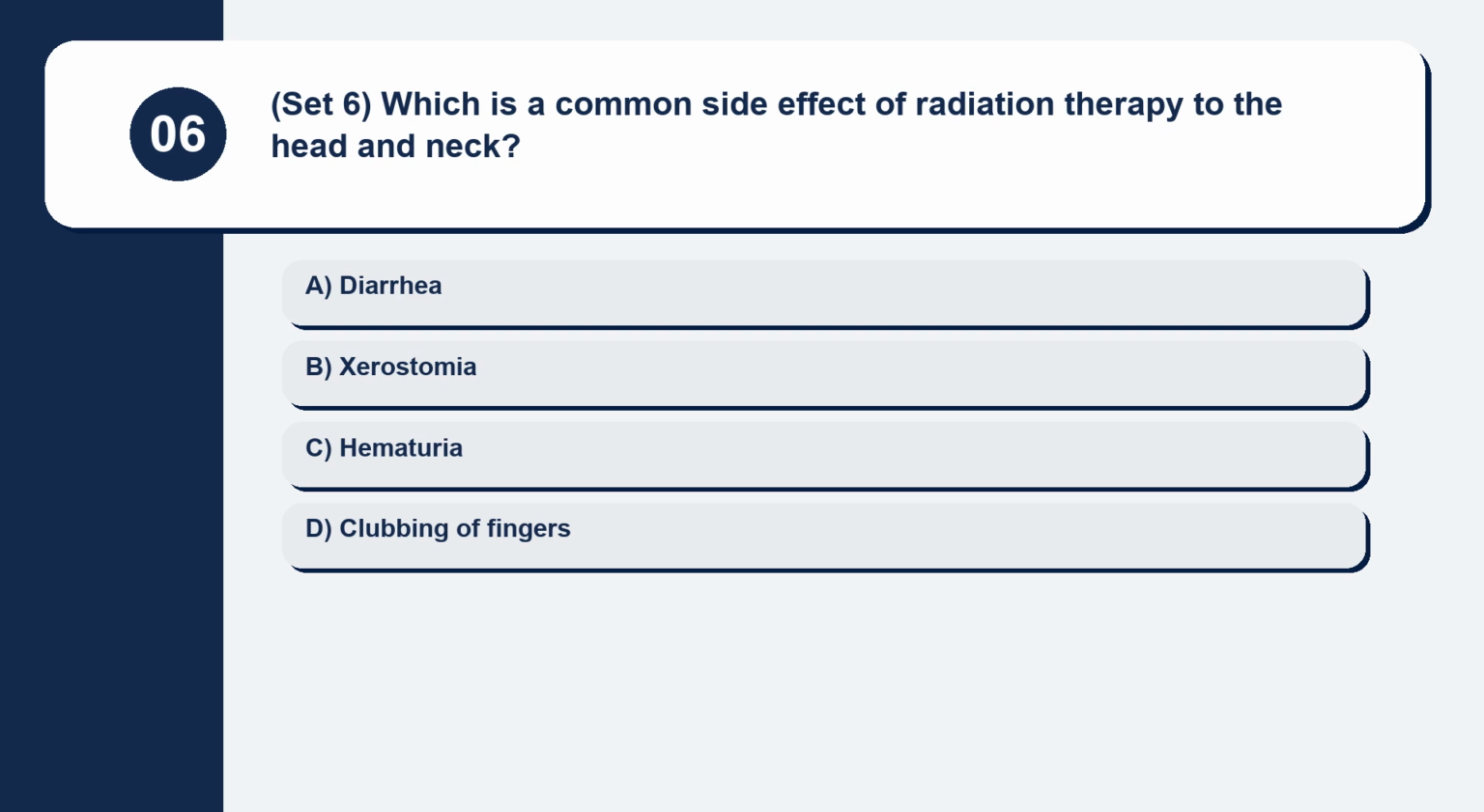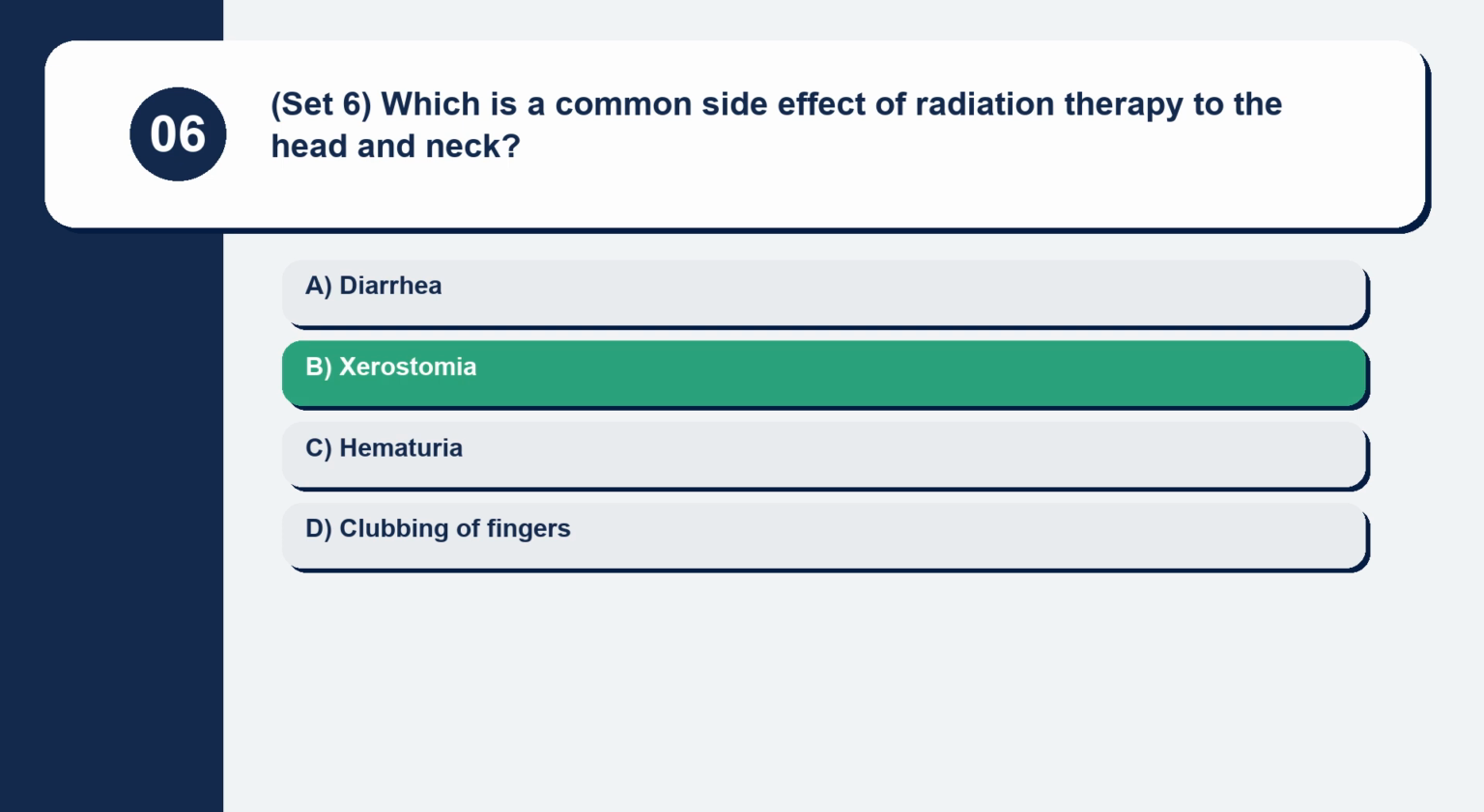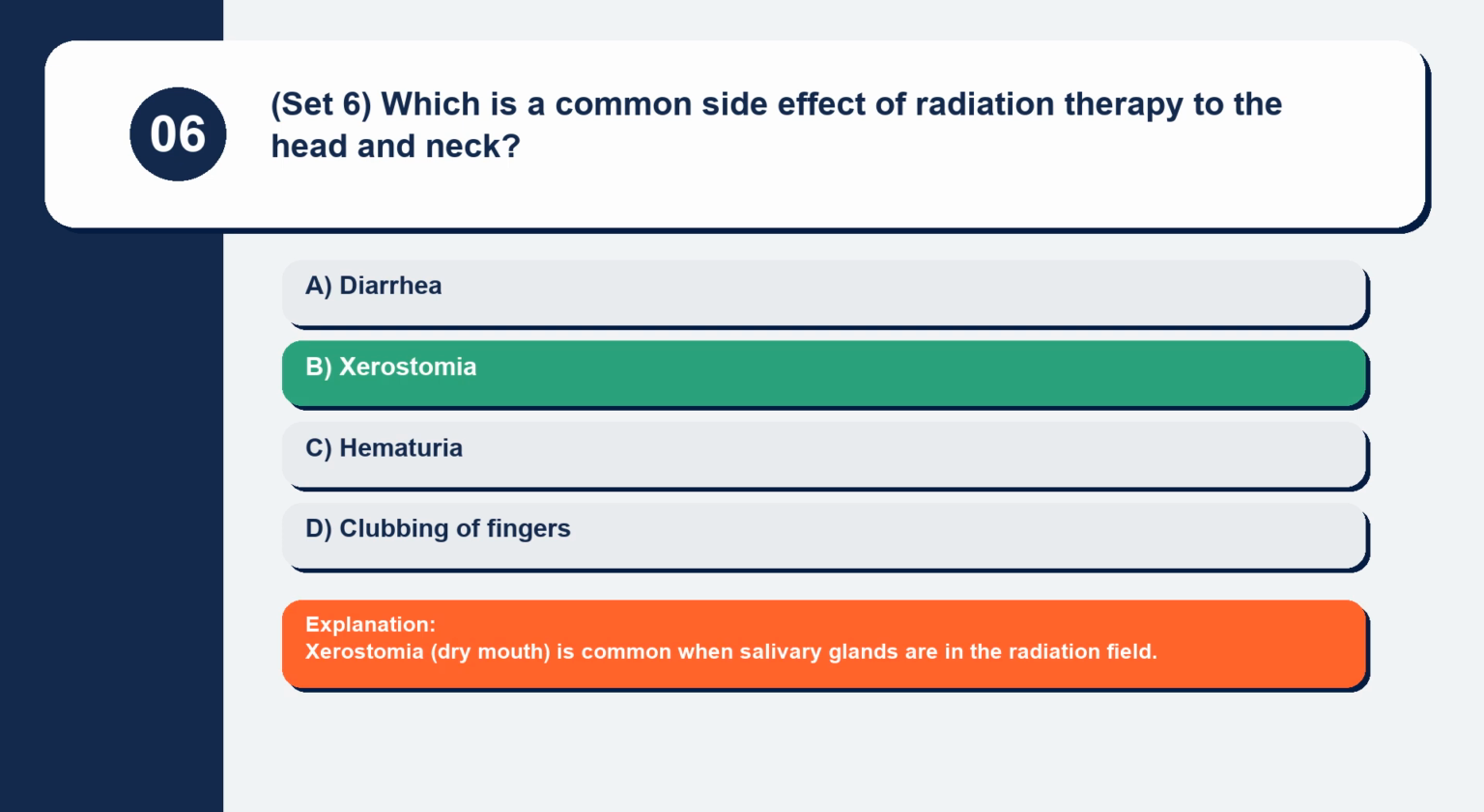Question 6. Set 6. Which is a common side effect of radiation therapy to the head and neck? Diarrhea, xerostomia, hematuria, clubbing of fingers. Xerostomia, dry mouth, is common when salivary glands are in the radiation field.